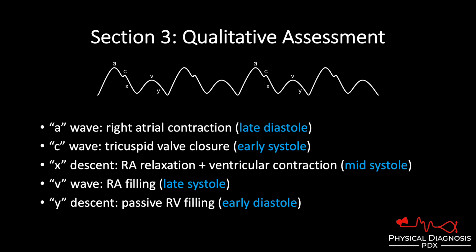Next, during early systole, isovolumetric ventricular contraction triggers closure of the tricuspid valve, producing the C wave. In mid-systole, a combination of atrial relaxation and descent of the atrial fluid during ventricular contraction results in the X descent. The third peak, the V wave, occurs as a result of atrial filling during late systole. Finally, passive ventricular filling in early diastole produces the Y descent.